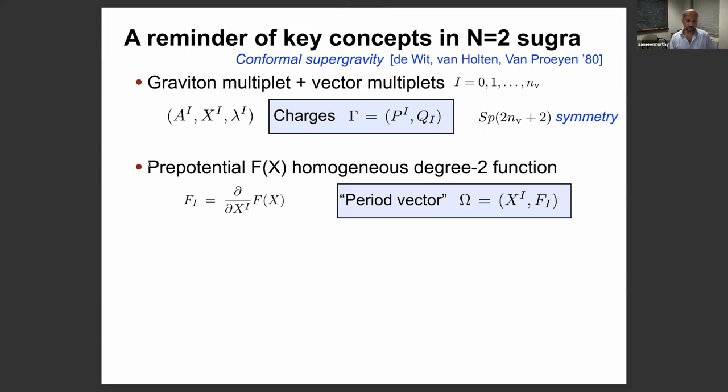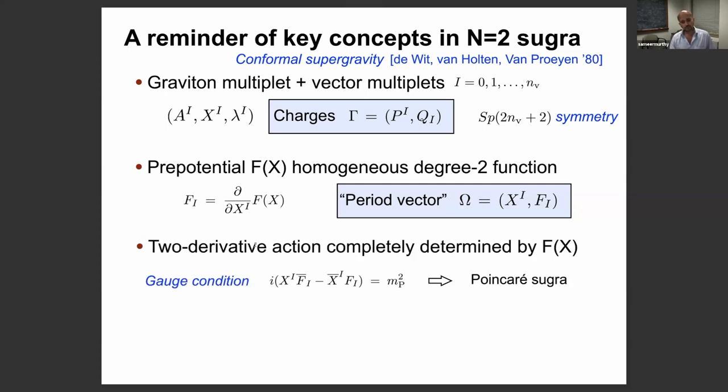The theory, in order to get an action, you must specify a prepotential, which is a homogeneous degree 2 function. So for example, if you have n_V equals 3, like in the STU model, then F of X is just X1 X2 X3 divided by X0. Okay, I'm just jogging your memory. And the first derivatives of F with respect to the X are called F_I, and X^I and F_I also form a vector under this symplectic group called the period vector, omega. And the two-derivative action is completely determined by F of X.